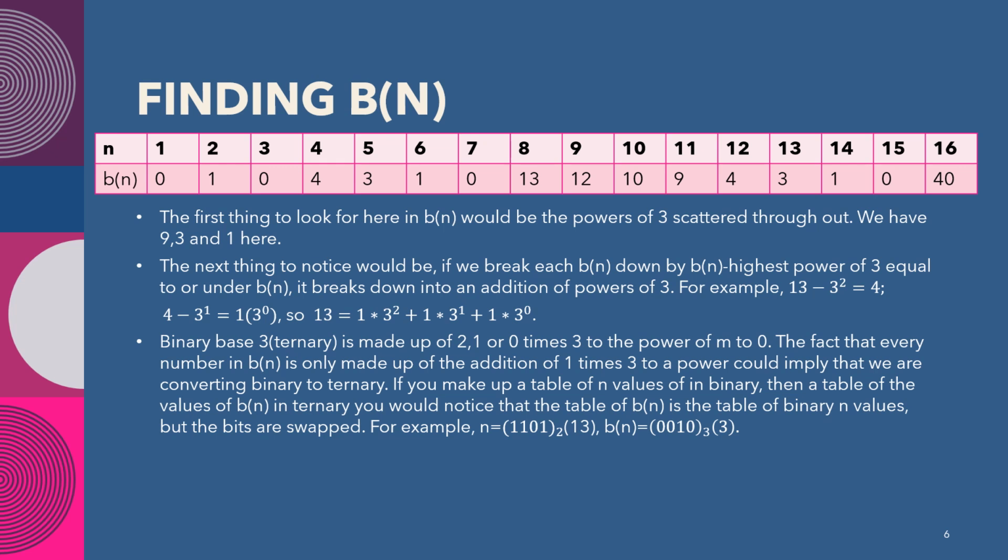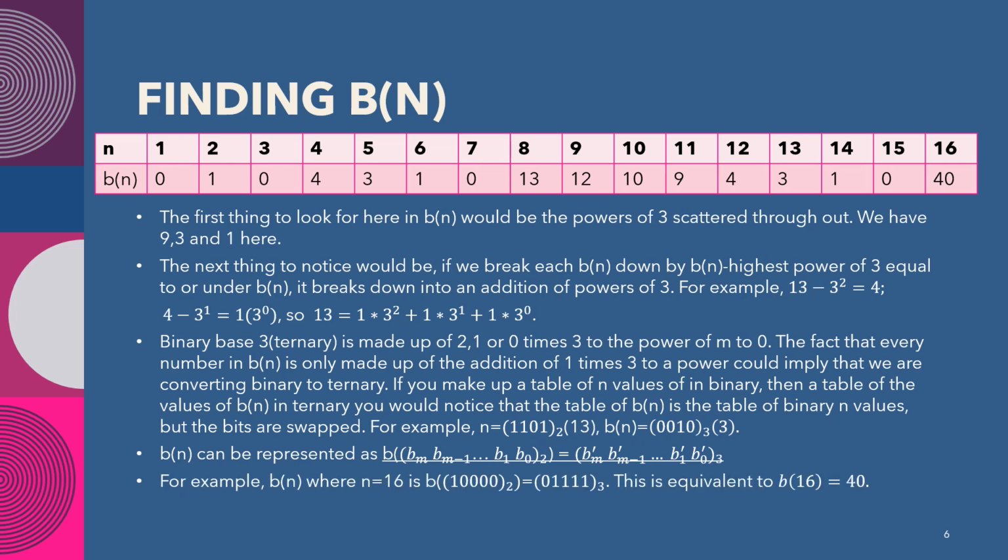So once again, if we turn n into binary and then we make a chart of b of n values in ternary or base 3, you'll notice that b of n is the inverse of n. So if we have 13, we turn it into binary, which is 1101, you'll notice that for b of 13, we have 3, which in ternary is 0010. And you'll notice that we go from 1101 to 0010. So in this case, we're going to take our number n in binary, invert the ones and zeros, and then convert it to base 3, and that gives us our b of n values.